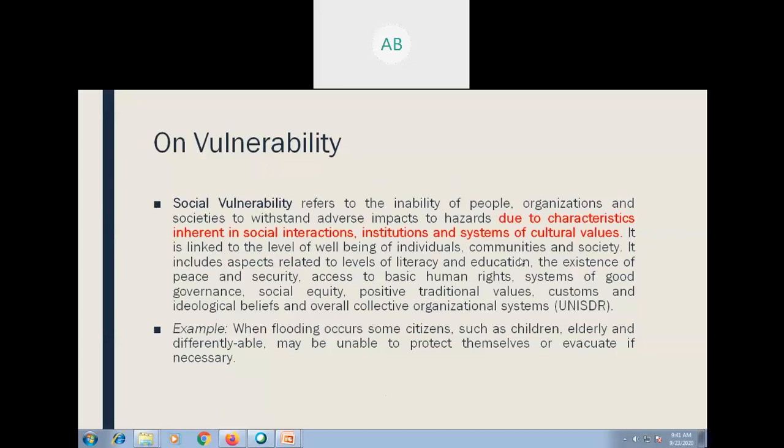So it says that we are actually discussing vulnerability. On the vulnerability section, we are in social vulnerability. How is social vulnerability constructed, or how is it determined? In the definition, it is highlighted that due to the characteristics inherent in social interactions, institutions and systems, or cultural values. According to you, what cultural value or system or belief system can contribute to the vulnerability during the time of a hazard? Can you just think of it? Cultural values.